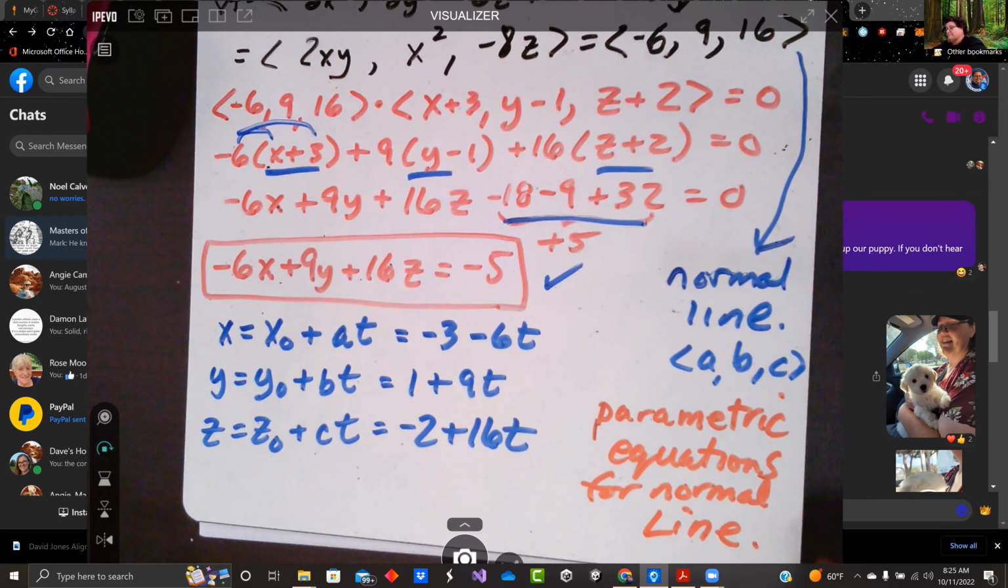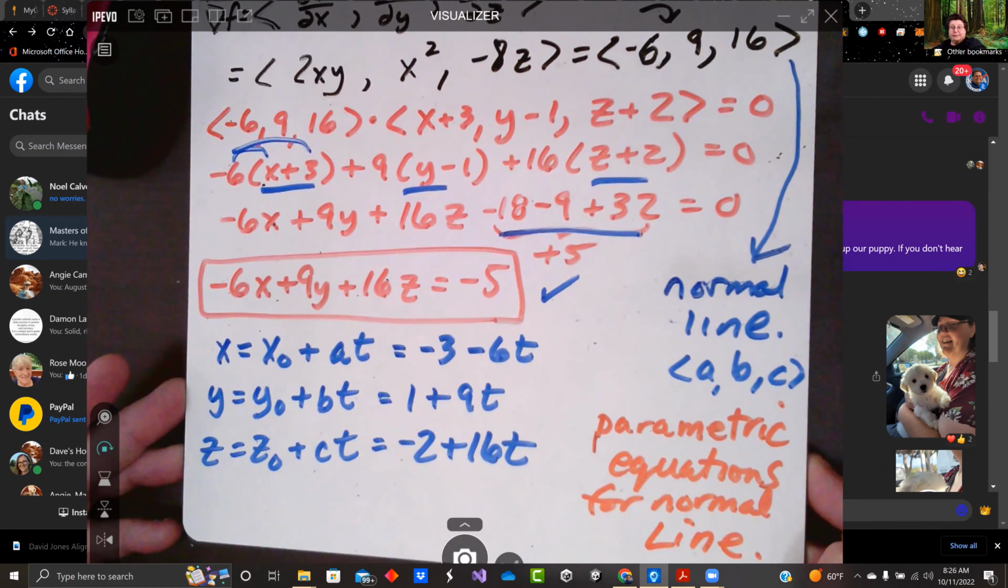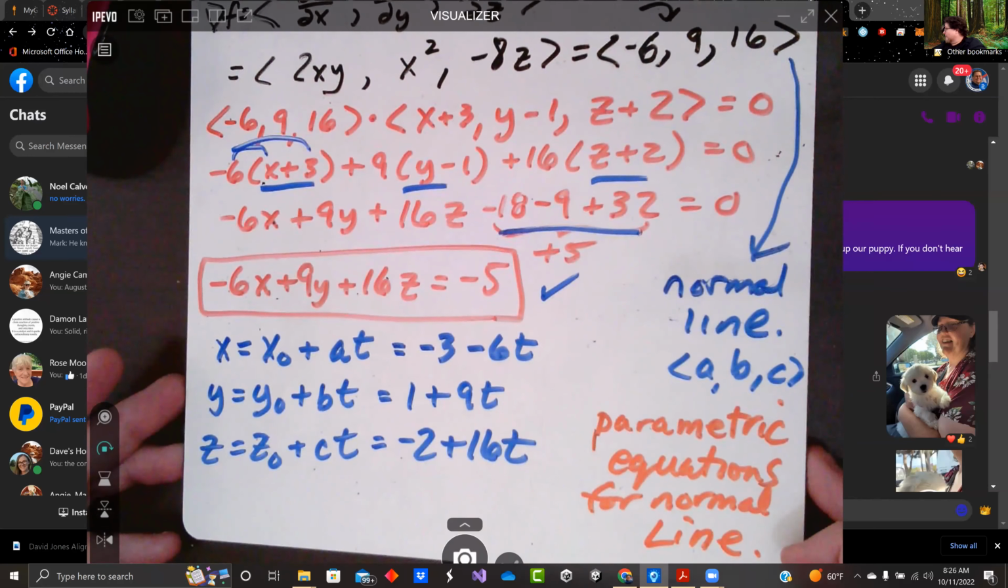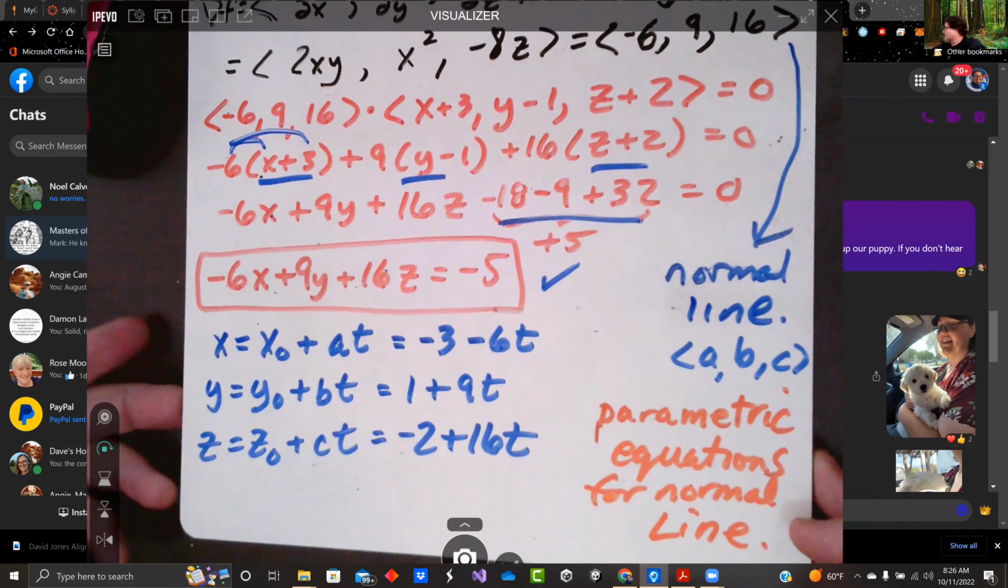So that's how we go through and find tangent planes using gradients. So let me give you a fun one to try. You guys ready for another?